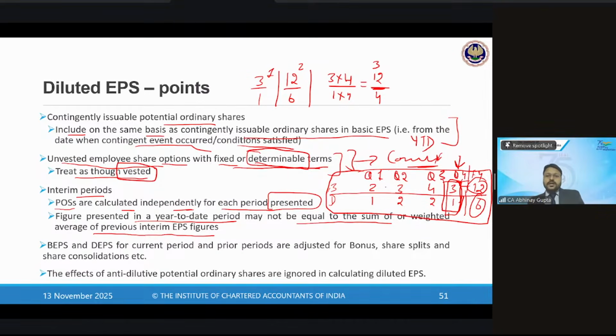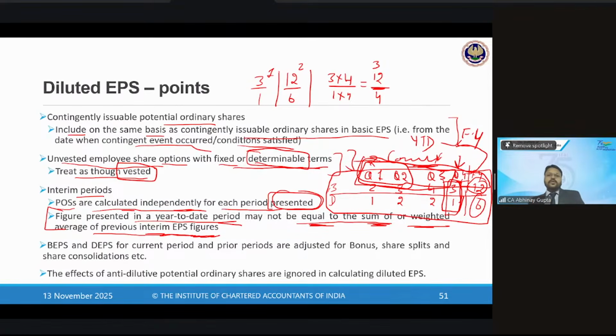YTD means Q1 and Q2 taken together, Q1, Q2 and Q3 taken together, and then Q1, Q2, Q3 and Q4 taken together, which will anyway be the full year, right? So what the standard is saying: whenever we are calculating the earning per share or diluted earning per share, potential ordinary shares are calculated independently for each period presented. Figures presented in the year-to-date period may not be equal to the sum or the weighted average of the previous interim EPS figures, right?